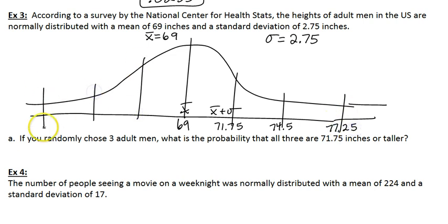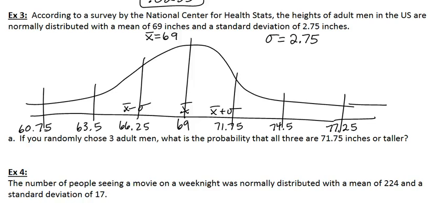Going the other way, I am going to subtract. So X bar subtract my sigma. So 69 subtract 2.75 is 66.25. Subtract again, 63.5. Subtract again, 60.75. And again, I did that really fast, but I did this earlier. I just used my calculator to get those values.